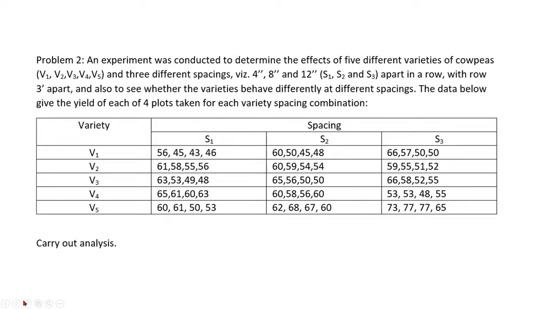Here, first you need to compute. Here we see that there are two factors. One is spacing and another factor is variety. Spacing has 3 levels, that is S1, S2, S3, and variety has 5 levels, 5 varieties, V1, V2, V3, V4, V5. And we see that each cell contains more than one observation, that is here it is 4 observations per cell. So we use 2A Anova, with more than one observation per cell.